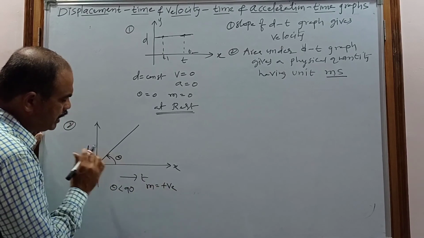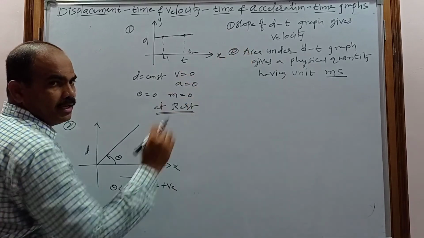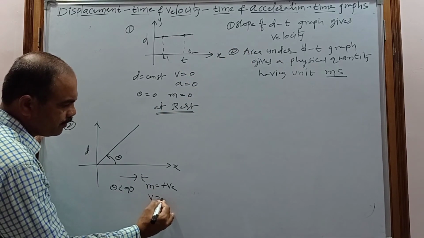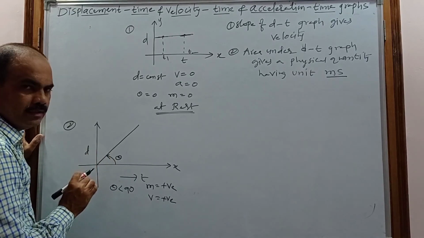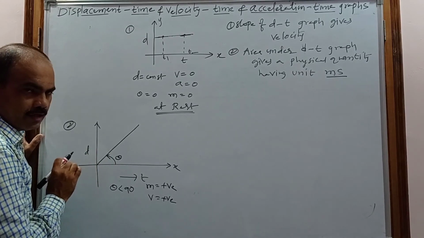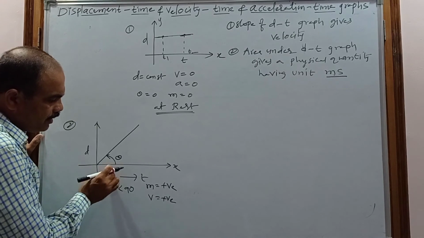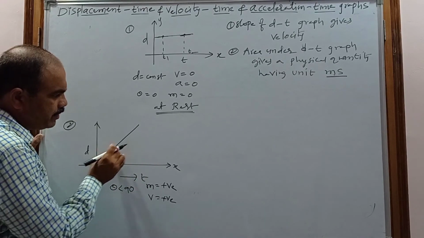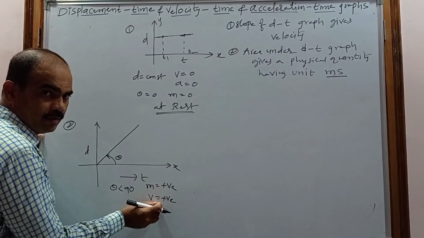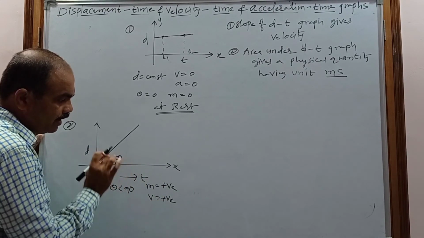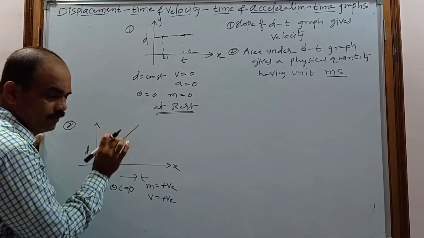But here the displacement versus time graph slope gives the velocity, so that's why the velocity is positive. This graph can represent a motion in which the time is increasing and the displacement also increases. Due to that it has a positive velocity.